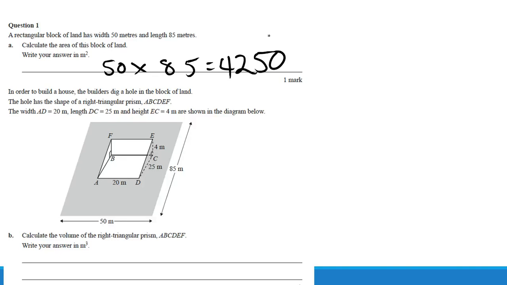So it's volume, so you work out the area of the triangle here and multiply by the height of the prism. So area of a triangle, half times the base, which is 25, times the height, which is 4, times the height of the prism, which is 20. Put that in your CAS, and the answer is 1,000 meters cubed.